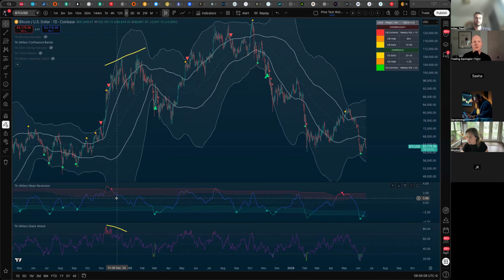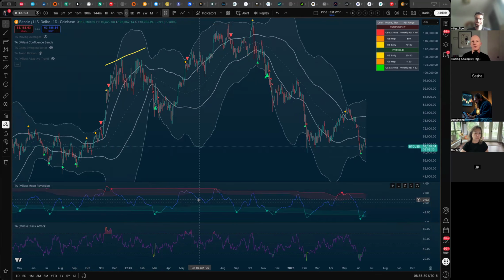But mean reversion is asking the question, how extreme is the price action from the mean or the baseline average for the trading range? So as we're getting volatility expansion to the upside or the downside, when are we getting to those extreme levels where price action is probably going to snap back to the mean?